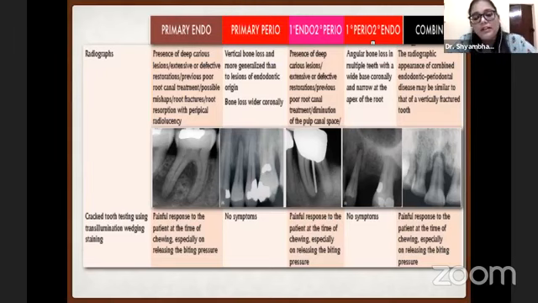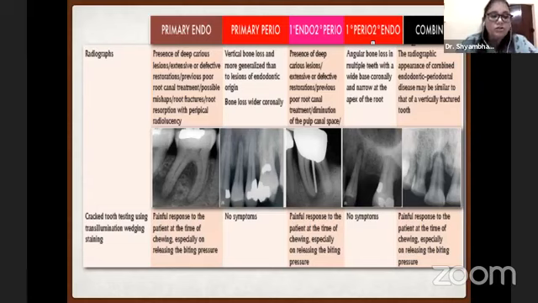In primary endo secondary perio lesions, there is presence of deep carious lesions, extensive or deep restorations, previously done poor root canal treatment as can be seen in the image, or certain mishaps might be seen. In primary perio and secondary endo, angular bone loss in multiple teeth with a wide base coronally and narrow at the apex of the root can be seen. And in combined lesions, the radiographic appearance of combined endodontic periodontal disease may be similar to that of a vertically fractured tooth.